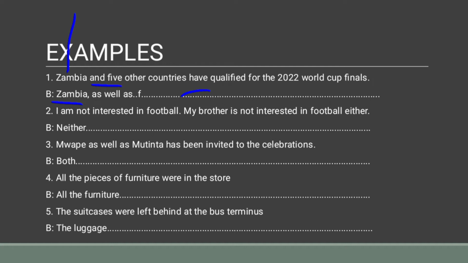Try that one. Question 2. I am not interested in football. My brother is not interested in football either. What if we use neither? How is it going to be?